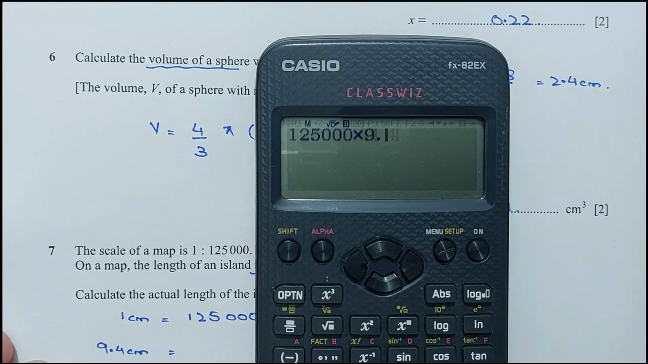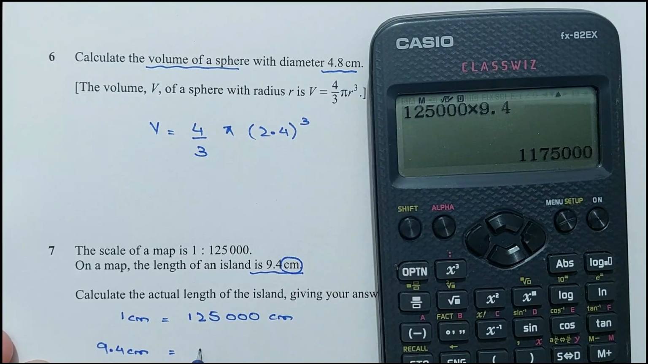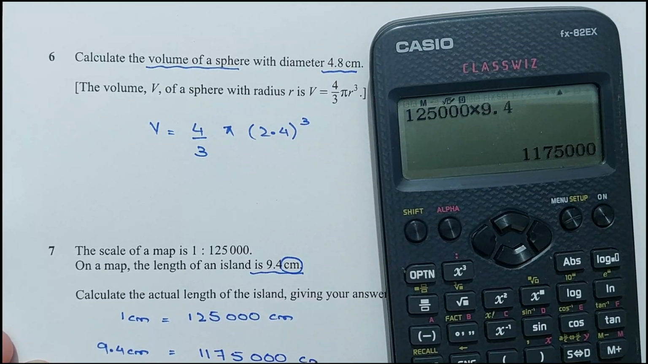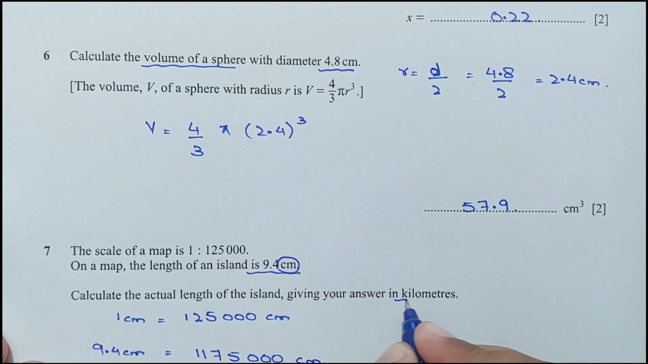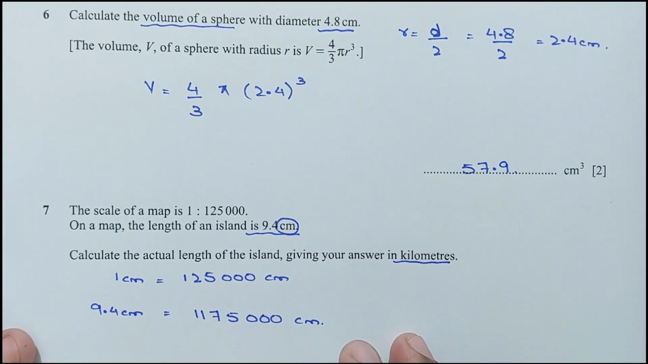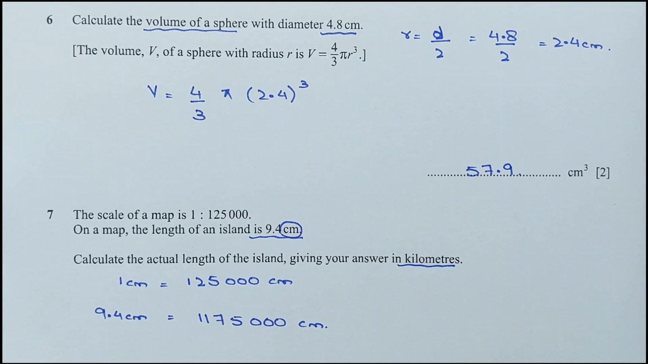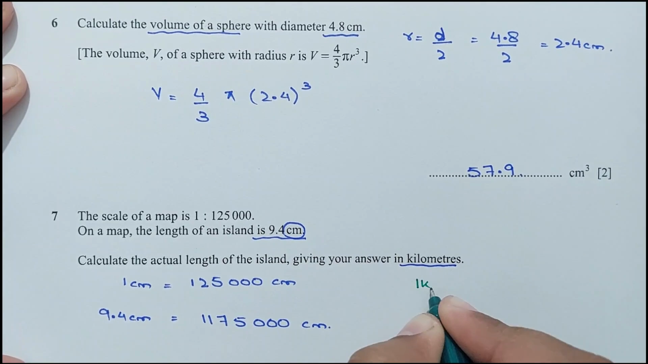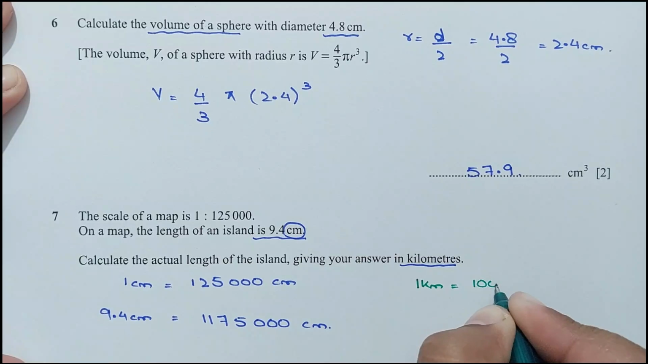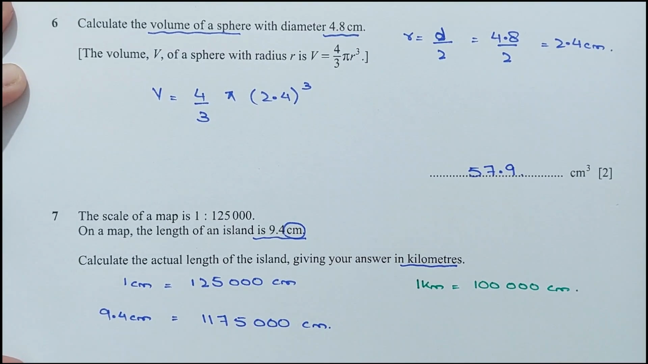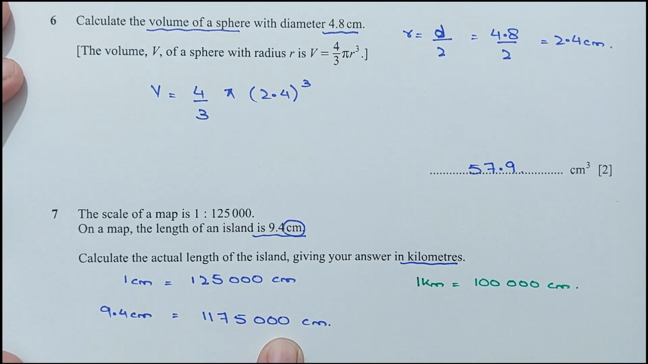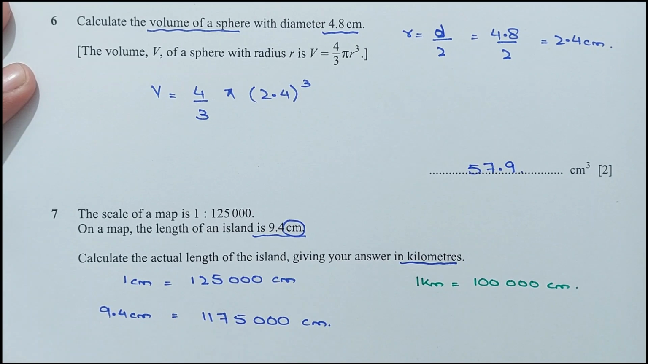125,000 times 9.4 is 117,500 centimeters. Now we have to find the actual length of an island, giving our answer in terms of kilometers. Now we have to convert centimeters into kilometers. The conversion is 1 kilometer has 100,000 centimeters. So we have to convert this many centimeters into kilometers.